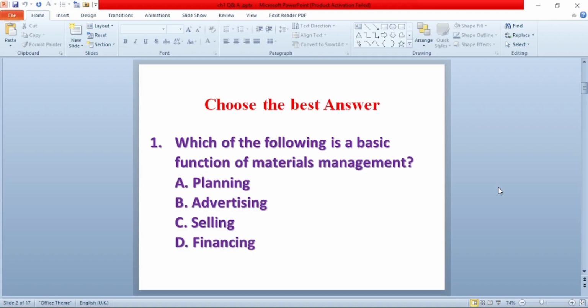Question 1. Which of the following is a basic function of material management? A. Planning. B. Advertising. C. Selling. D. Financing. The answer for this question is A. Planning.